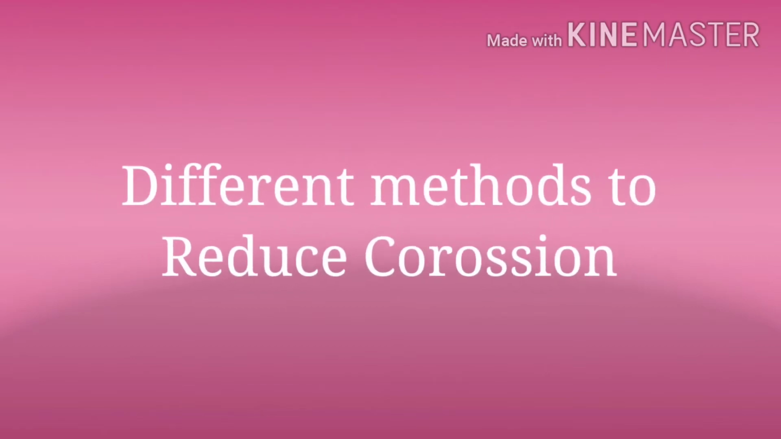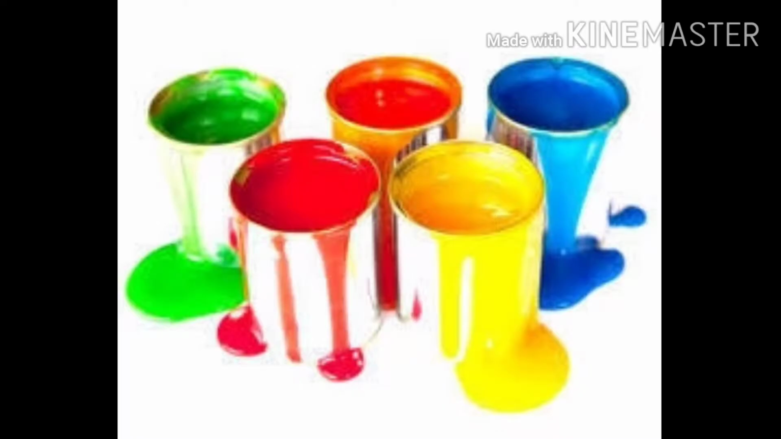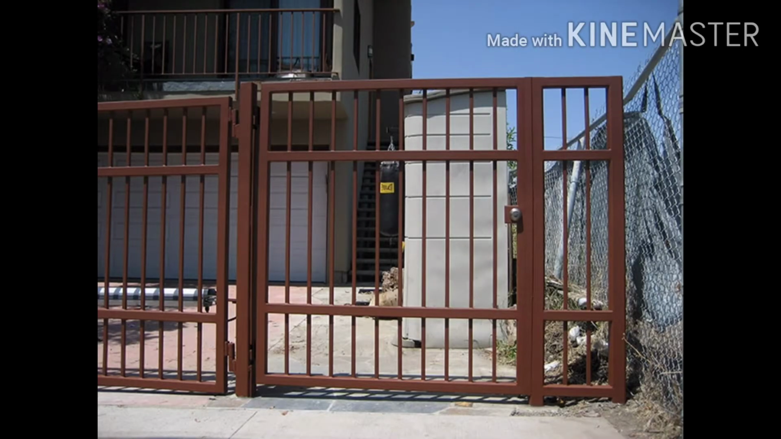Hi students, in this video we are going to learn different methods of reduction processes. First one, by applying paints. We already know different paints are available in the market. These paints have different kinds of chemicals. Generally we can observe the rusting gates which are not at all painted.